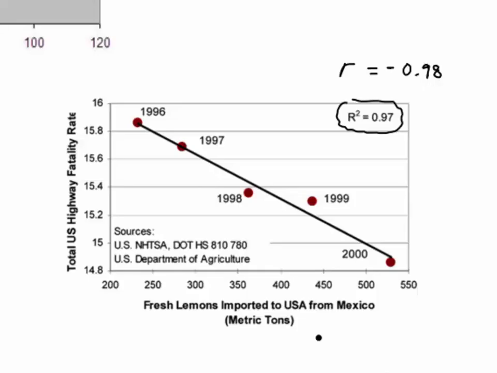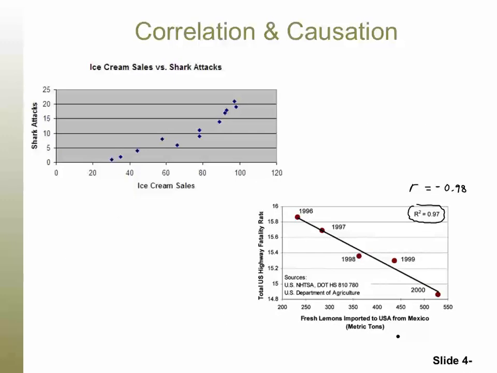Okay, so really important point, because people will conclude causation all the time when it's not. So they'll say, oh, look at the trend, therefore this one is causing the other one. And oftentimes that's not true. Make sense? Important point about the difference.